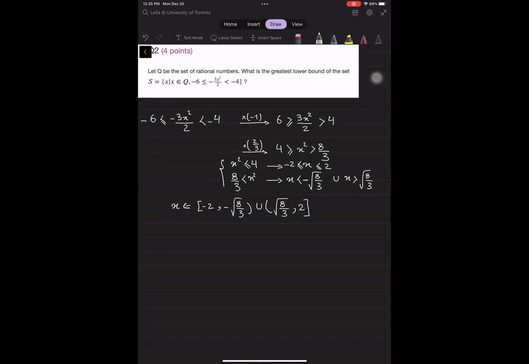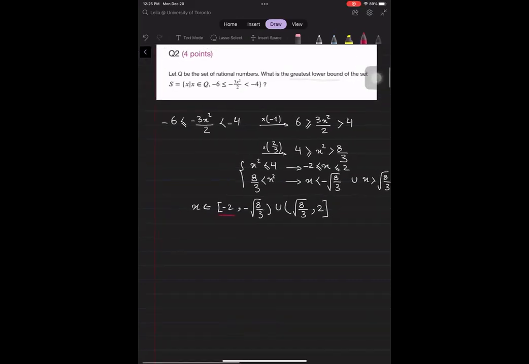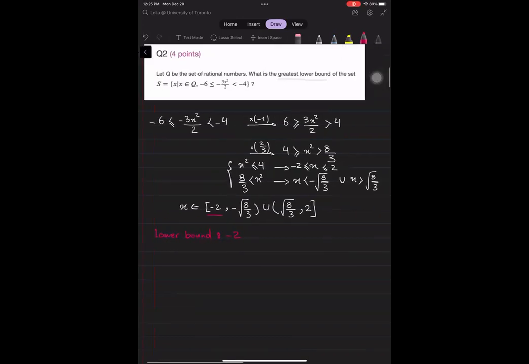And so the question asks, what's the greatest lower bound? Here you can see the biggest lower bound you can pick is -2. So your lower bound is just -2. Yeah, for here, it's the greatest lower bound you can pick.